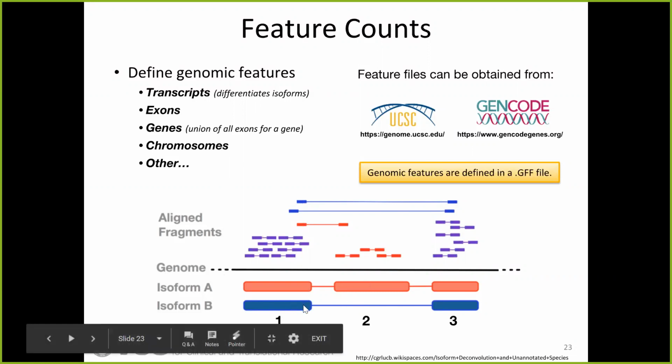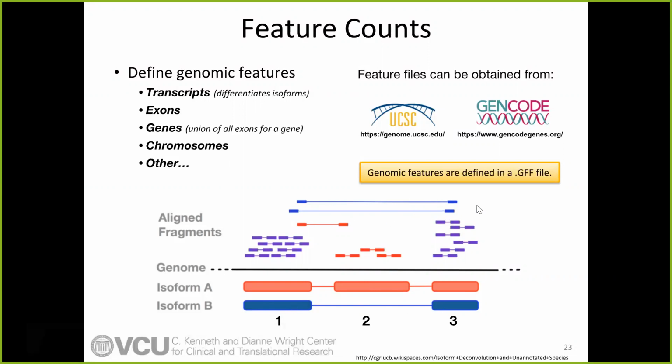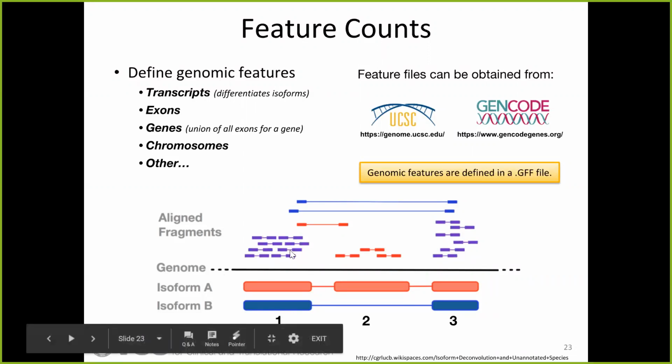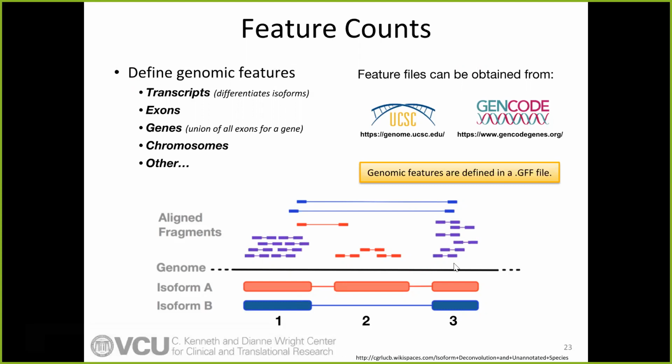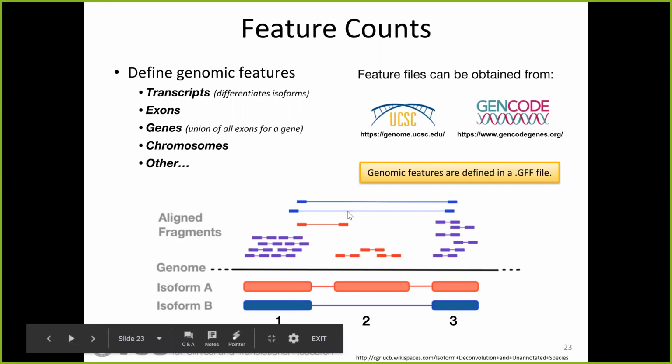Any read that crosses the splicing junction between 1 and 3, so these blue ones up here, we know for sure belongs to isoform B. However, these purple reads that map cleanly within exon 1 and exon 3, we don't know, does that belong to isoform A or isoform B? So the algorithms, such as Salmon and RSEM, are 2 examples, will use the distribution of reads that you know belong to one or the other, and they will estimate the proportion of these reads that go to isoform A and isoform B.